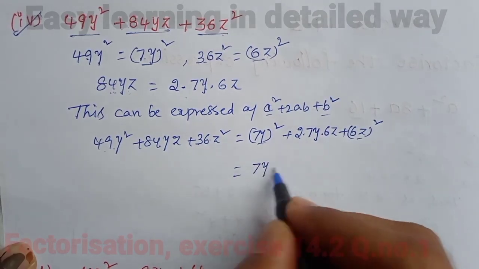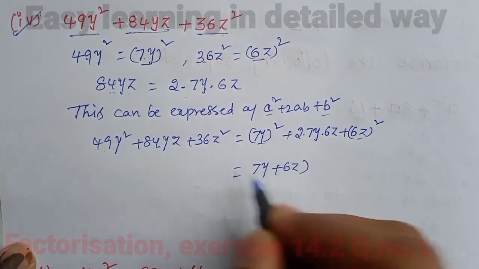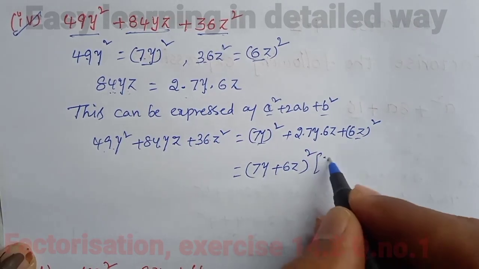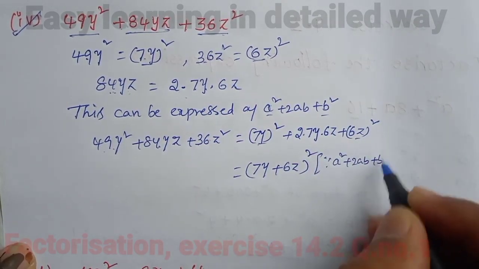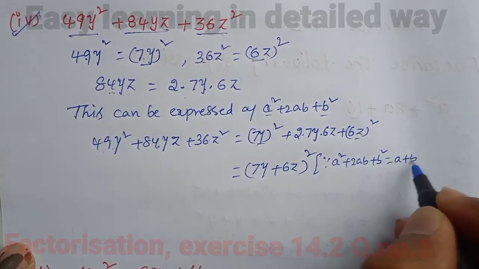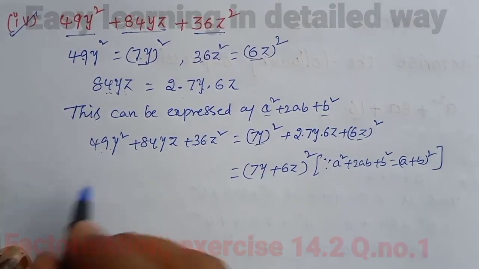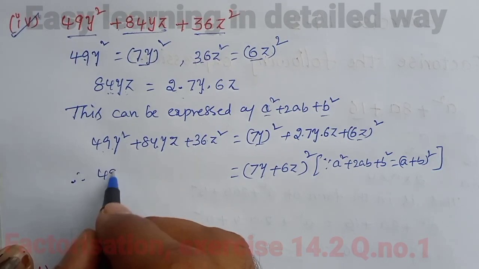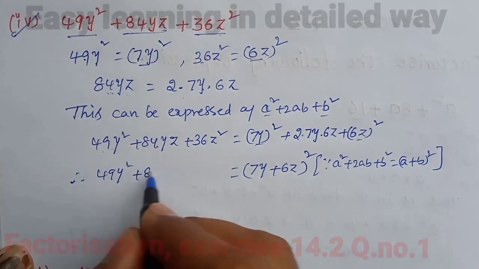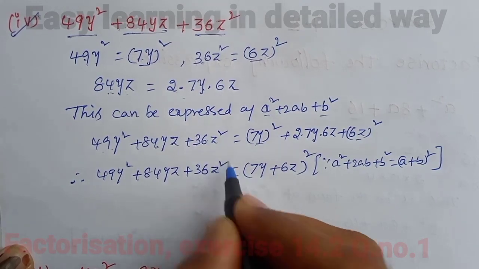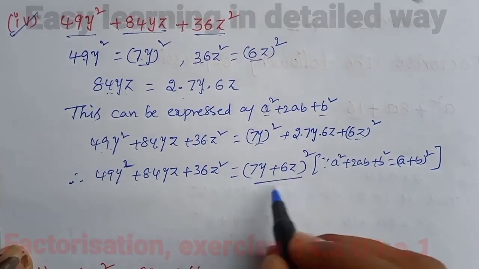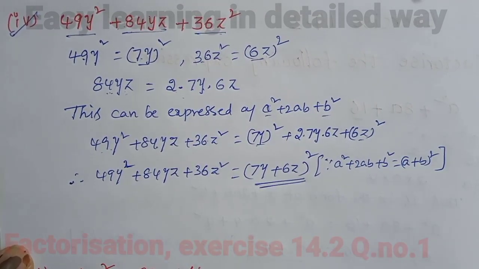So 7y plus 6z whole square, because of the identity a square plus 2ab plus b square is equal to a plus b whole square. So therefore 49y square plus 84yz plus 36z square is equal to 7y plus 6z whole square.